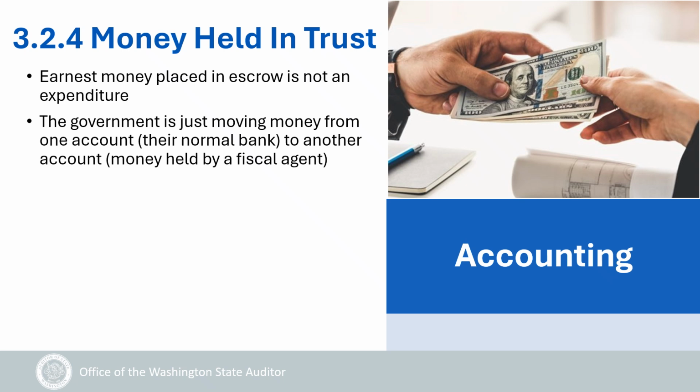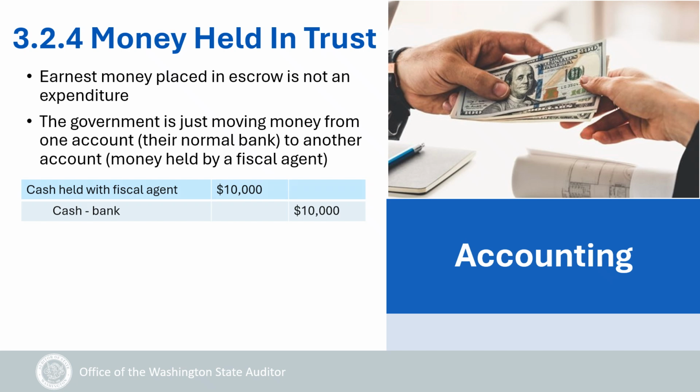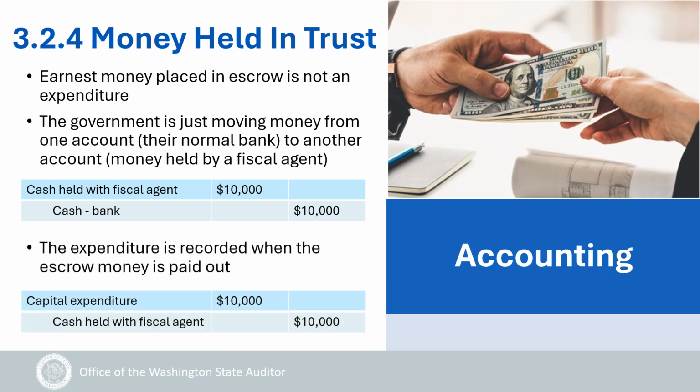Here is an example of accounting entries for monies held in trust. In our example here, a government is making a capital asset purchase that requires the funds to be held in trust with an escrow agent. When the money moves from the government's bank account to the escrow account, there is no expenditure or revenue entry, only an entry to move cash from one cash asset account to another. This is usually called cash held with fiscal agent. When the purchase is completed and the cash leaves the escrow account, an entry is then made to record the capital expenditure and reduce the cash account.